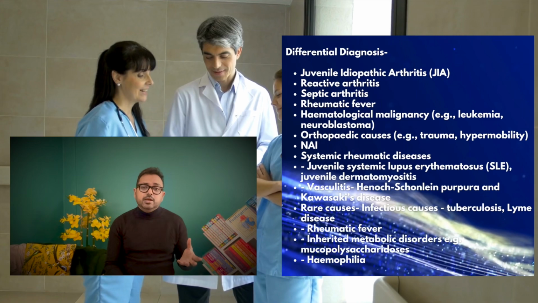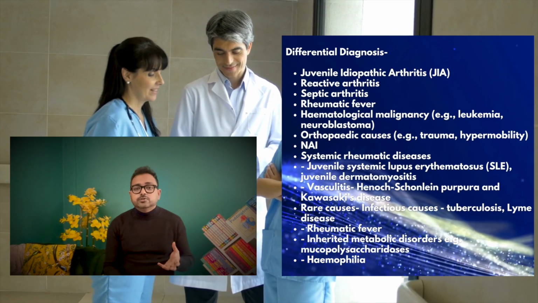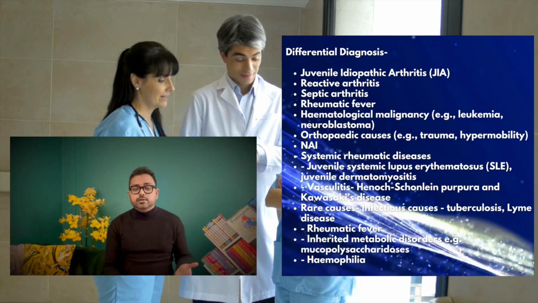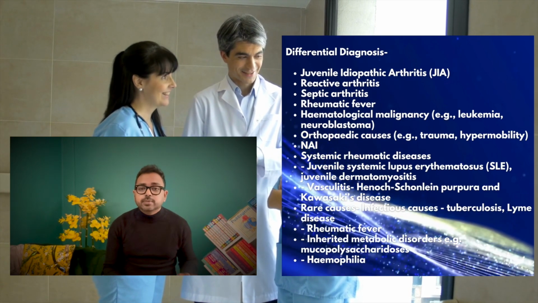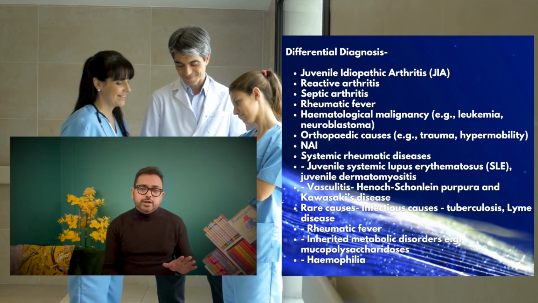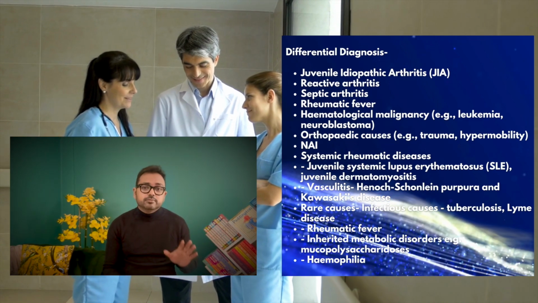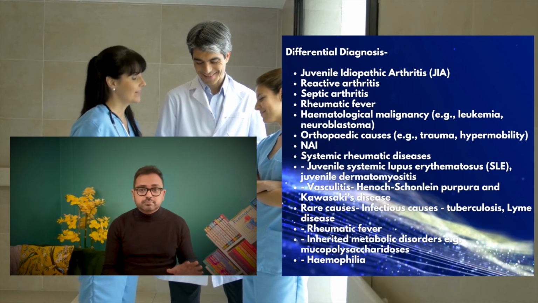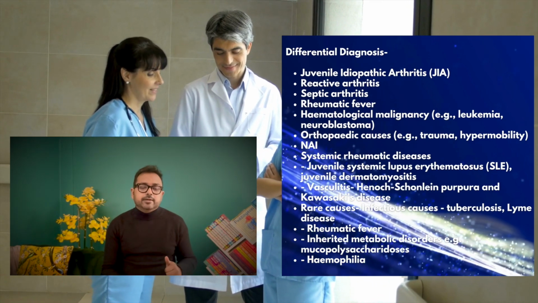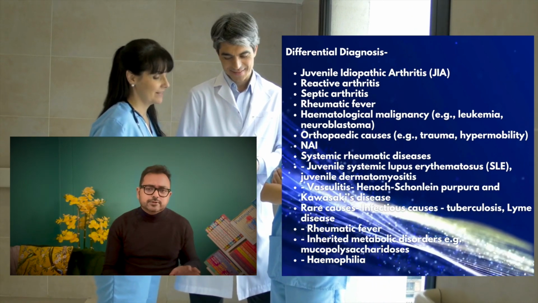Bear in mind, leukemia and neuroblastoma may present with joint pain and limping. That's the worst possibility, but we have to rule it out. So always rate the limping pathway with the highest importance. Okay, then move on. Some rare causes as well.